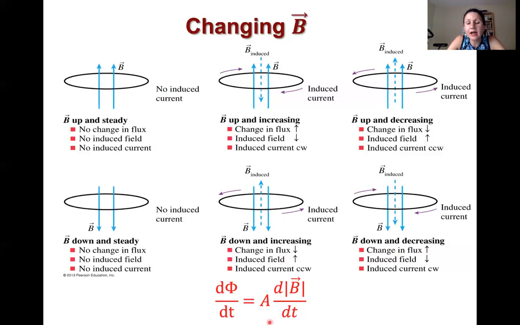This is mathematically how you would figure out the rate of change of flux. Remember, it could either be area, which we're not changing here. It could be magnetic field, no, sorry, we are changing that. It could be angle, which we're not changing. So we're just left with this term. I got rid of the cosine theta term here because, at least in this example, we're assuming the loop is perpendicular to the magnetic field, or the surface normal is parallel to the magnetic field. So you just end up with the rate of change of magnetic field.